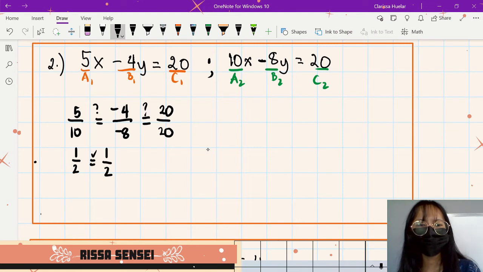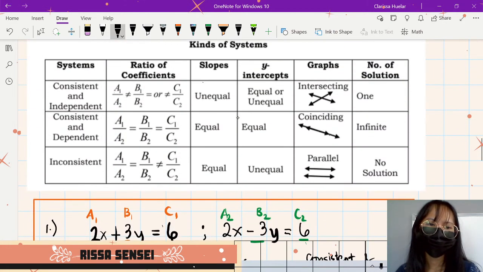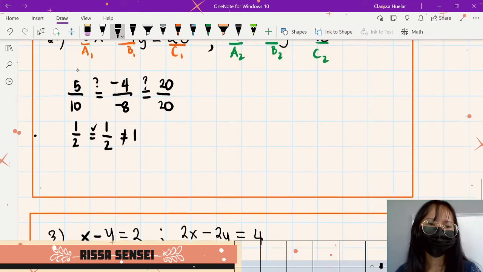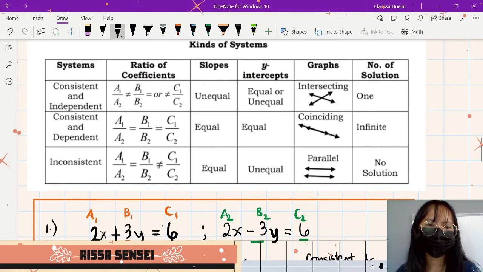Then, yung last, 20 over 20. So, this is equal to 1. We know that 1/2 is not equal to 1, so this is not equal. Ngayon, balik tayo dun sa table. Hanapin natin yung equal, not equal. So, equal, not equal. Therefore, the system is inconsistent.